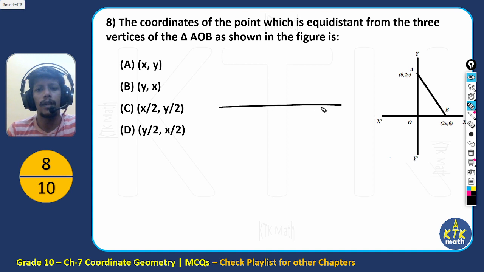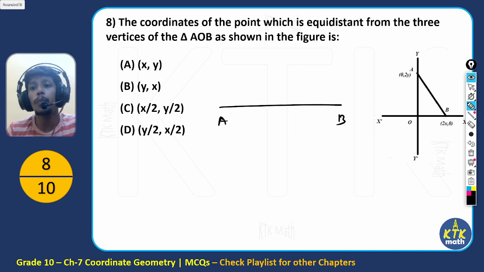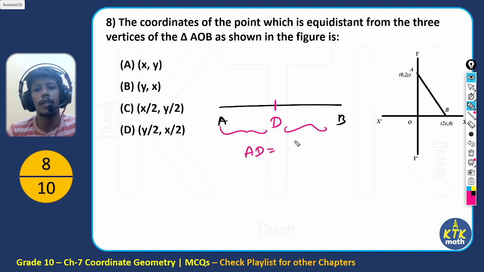You have a line segment, right? This is your A, if this is your B, which point will be equidistant to A and B? I'm not going to bother about that O. Third point I won't bother. Just tell me, when 2 points are given, which point is equal distance? The point in the middle, right? If I'm taking some D, then the distance AD will be equal to the distance DB. So the midpoint obviously.